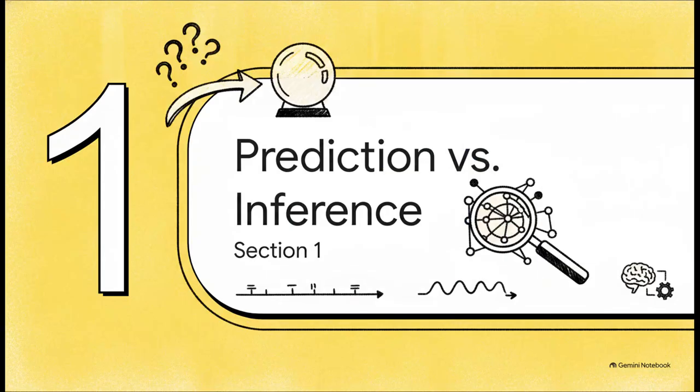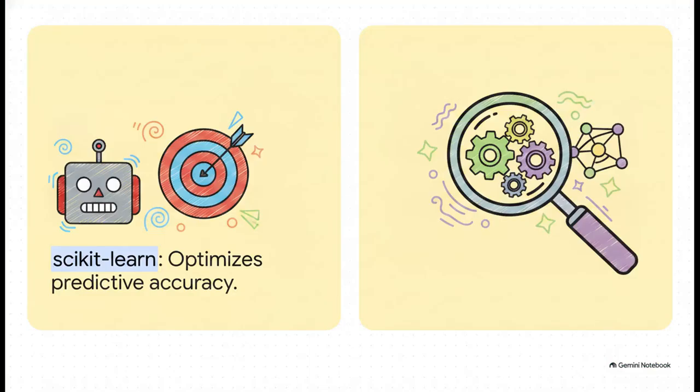Let's start with Section 1, Prediction versus Inference. To really grasp what Statsmodels does, we need to compare it to the baseline we established in our earlier scikit-learn explainer. Properly understanding this distinction is going to frame our entire discussion right from the jump.